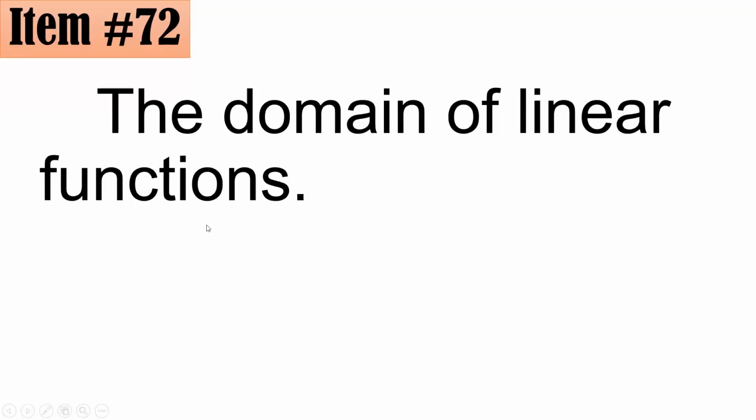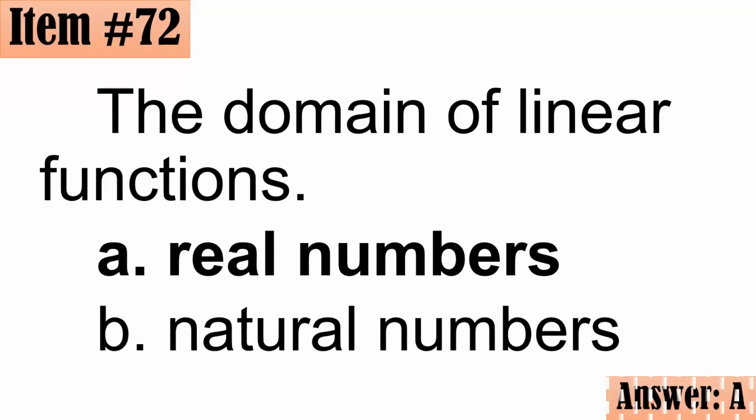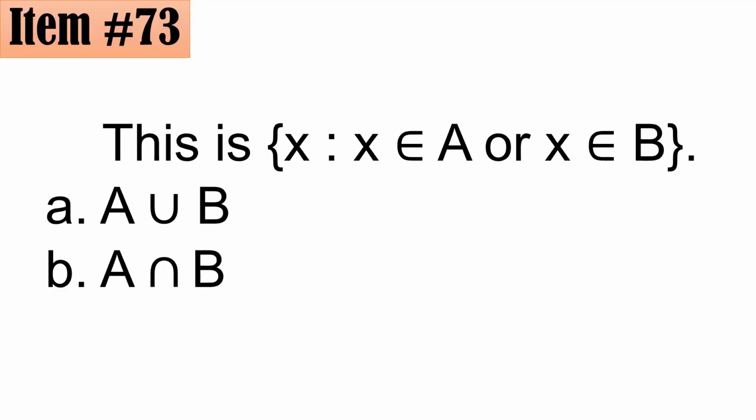The correct answer po is the set of real numbers. Letter A. Because remember, if you draw a linear function, it is actually continuous, no, at both ends. That's why yung domain mo or yung set of allowable x values is the set of real numbers. Letter A. In fact, if you have a line that rises or falls to the right, your range is also the set of real numbers. Letter A.